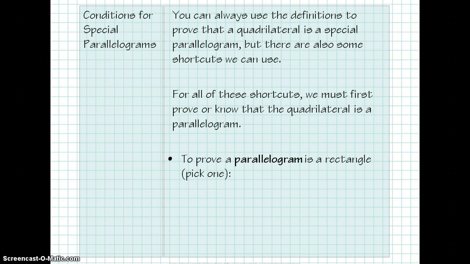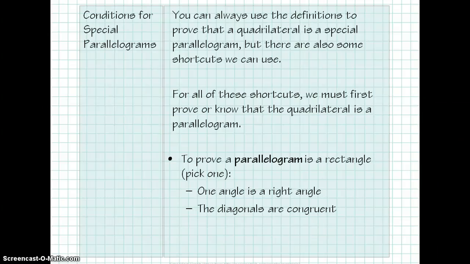If I want to prove that a parallelogram is a rectangle, then I can pick either: if one angle is a right angle, then it's going to be a rectangle. If the diagonals are congruent, then I'm going to have a rectangle. And again, that gets back to what I talked about last section of checking for square. If you have a parallelogram, if you know the opposite sides are congruent, and you can prove the diagonals are congruent, then you've proved that you have right angles. So you've checked for square. That's how that comes into play.